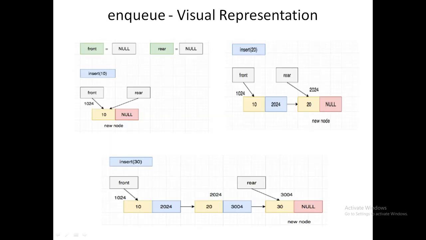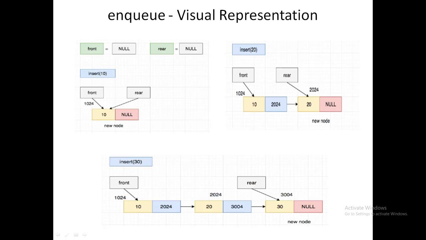So front is null, rear is null. Insertion of 10 means 10 is the new node with the next pointer null. The front and rear are pointing to this. If you are inserting 20, the front is pointing to the first element because 10 is the first element in the queue, and 20 is the next element. The rear needs to point to the next element. And inserting 30, the rear needs to point to the 30. So this is the view of enqueue operations.